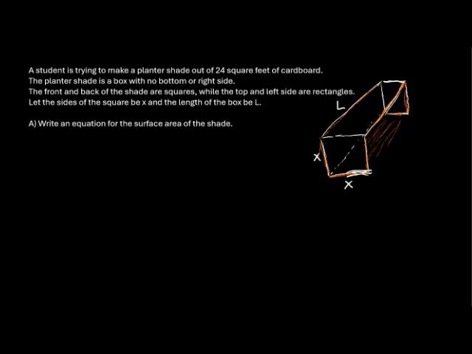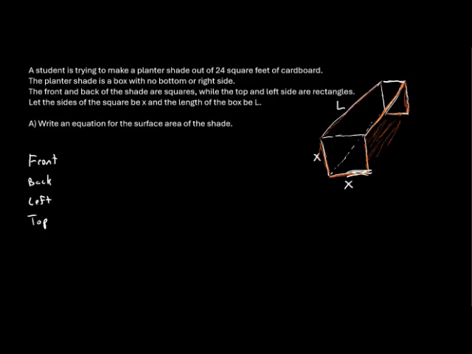Therefore, this planter shade has a front, a back, a left side, and a top. We might note that the front and back are both squares, while the left and top are rectangles. The front and back are symbolized by this square labeled X on the side and the bottom, and the left and top both have a length of L and a height of X.